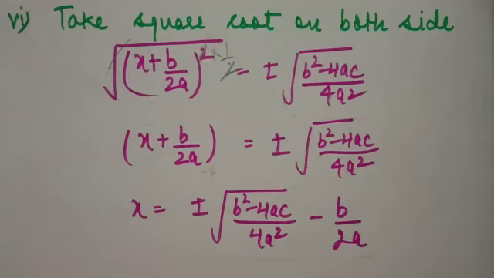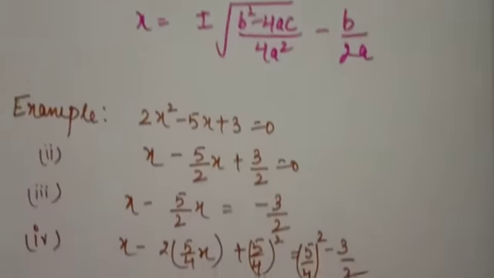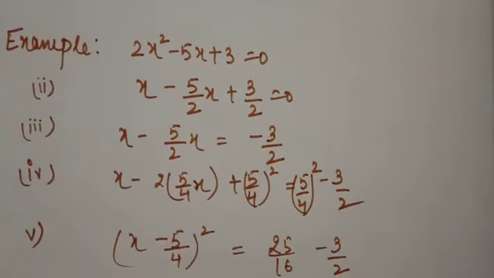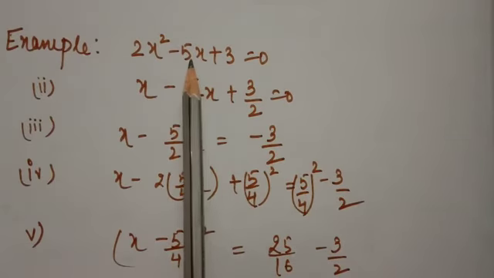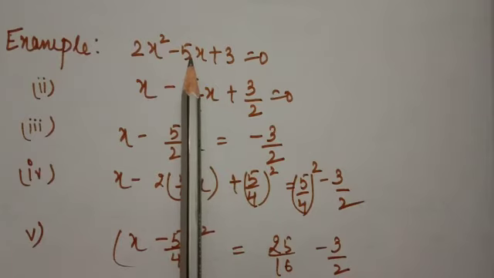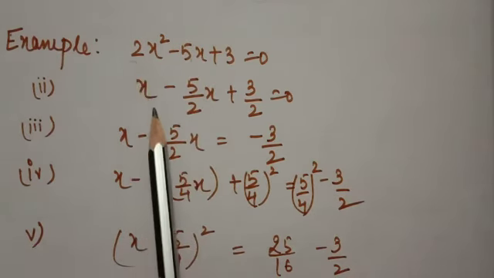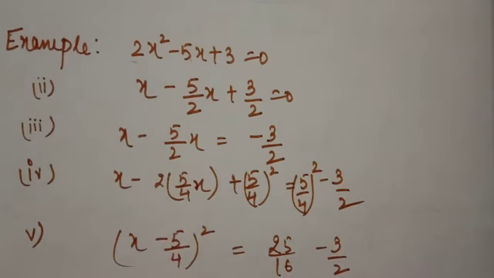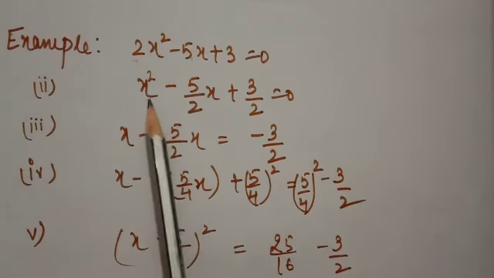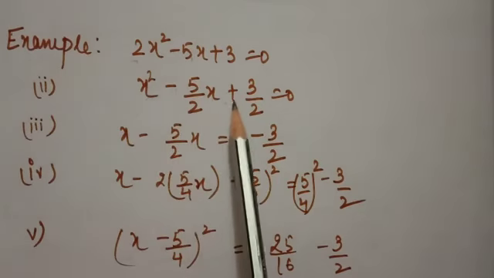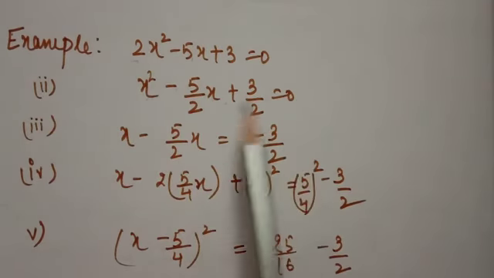For understanding this more accurately, now we will take an example. This is our example. I took a quadratic example. Now we will follow all the steps of the completing the square method. First of all, make x square unity. So we will divide the equation by 2. So it is x square minus 5 upon 2 x plus 3 upon 2 is equal to 0.